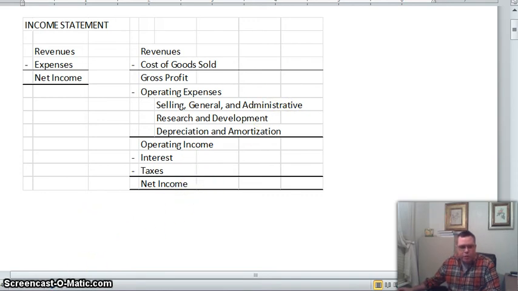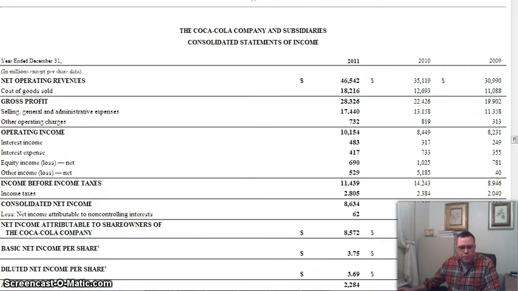So let's go back real quick and look at Coke's. It should follow that same format. So right on top you have net operating revenues. Lots of details in here I didn't touch on. Every income statement you look at will look a little different. If I pulled up Pepsi's, it'll look pretty similar, but if I pulled up ExxonMobil's or something, it might look a little bit different, but they all follow kind of the same format.